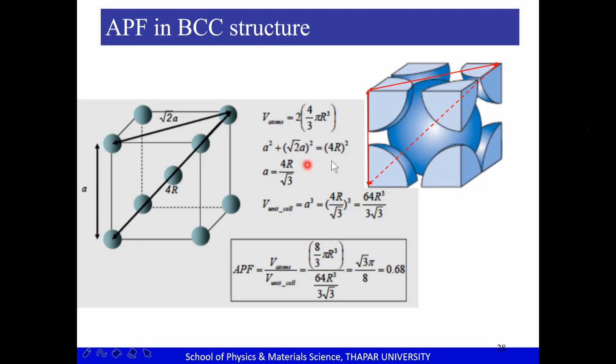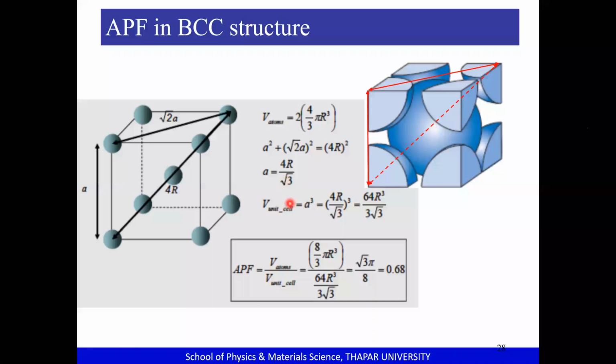should be equal to square of 4r. So if you simplify this, I find out my A to be equal to 4r by under root 3. So this is the relationship between A and R for a BCC unit cell. You have to remember this again while solving the numerical problems.